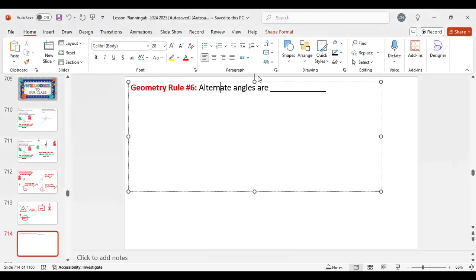Okay, so alternate angles are actually, drum roll please, equal. All right. They're actually equal. So alternate angles are equal to each other.